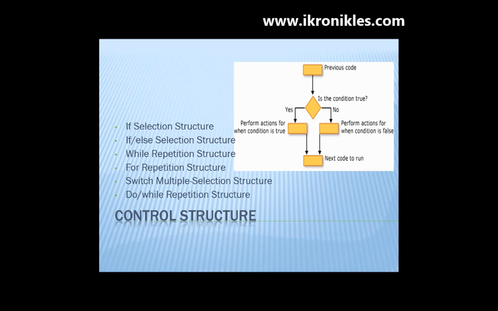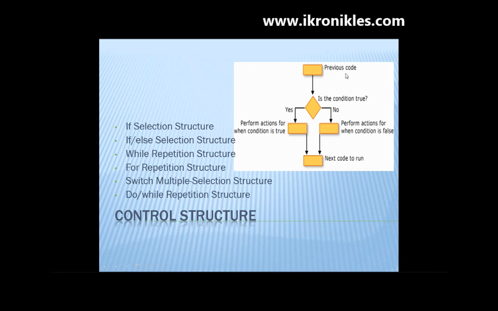You can also consider a control structure as a conditional action, which is one that is only performed if a certain condition is true or met. C# has two general types of control structure. We have the iterative or the iteration, which we normally call loops, or decision. Decision makings are the if structures, the if else structures, and the switch multiple selection structures.